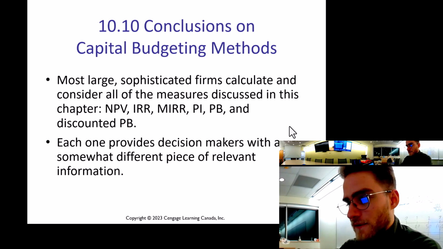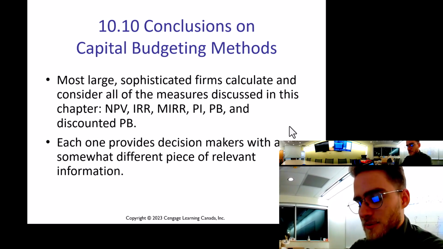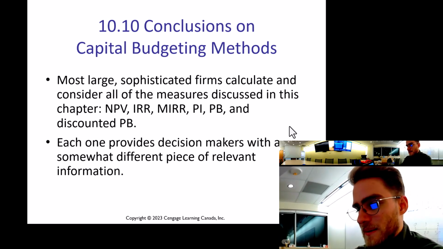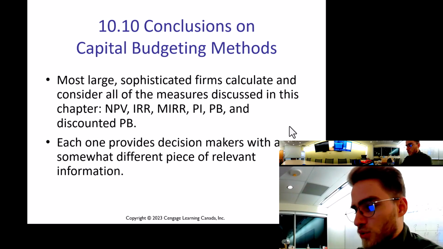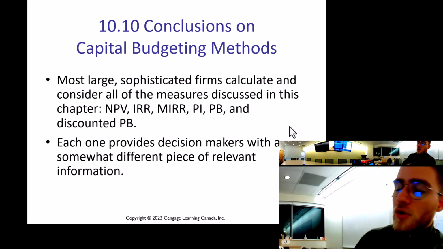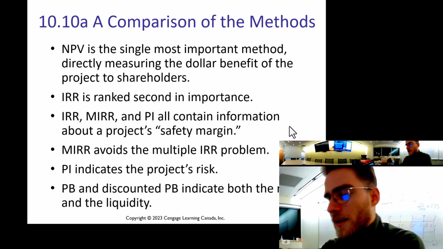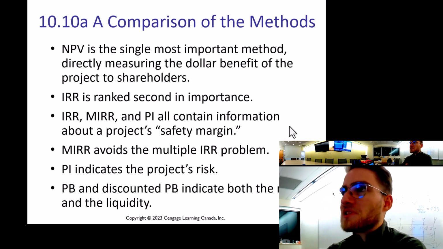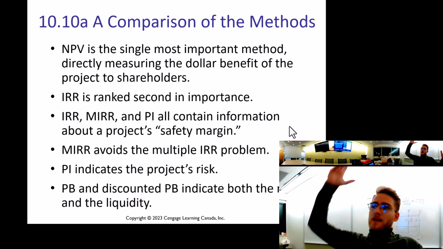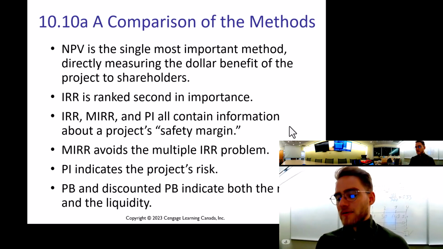So conclusions on capital budgeting methods. Most large sophisticated firms calculate and consider all of the measures discussed in this chapter: NPV, IRR, MIRR, profitability index, payback period, and discounted payback period. Each one provides decision makers with somewhat of a different piece of relevant information. Most popular, 9 times out of 10, is always going to be NPV. NPV is generally the best. It's very holistic. It factors in all your cash flows. It factors in your weighted average cost of capital, and it tells you how it increases your wealth today. It brings in everything, right?